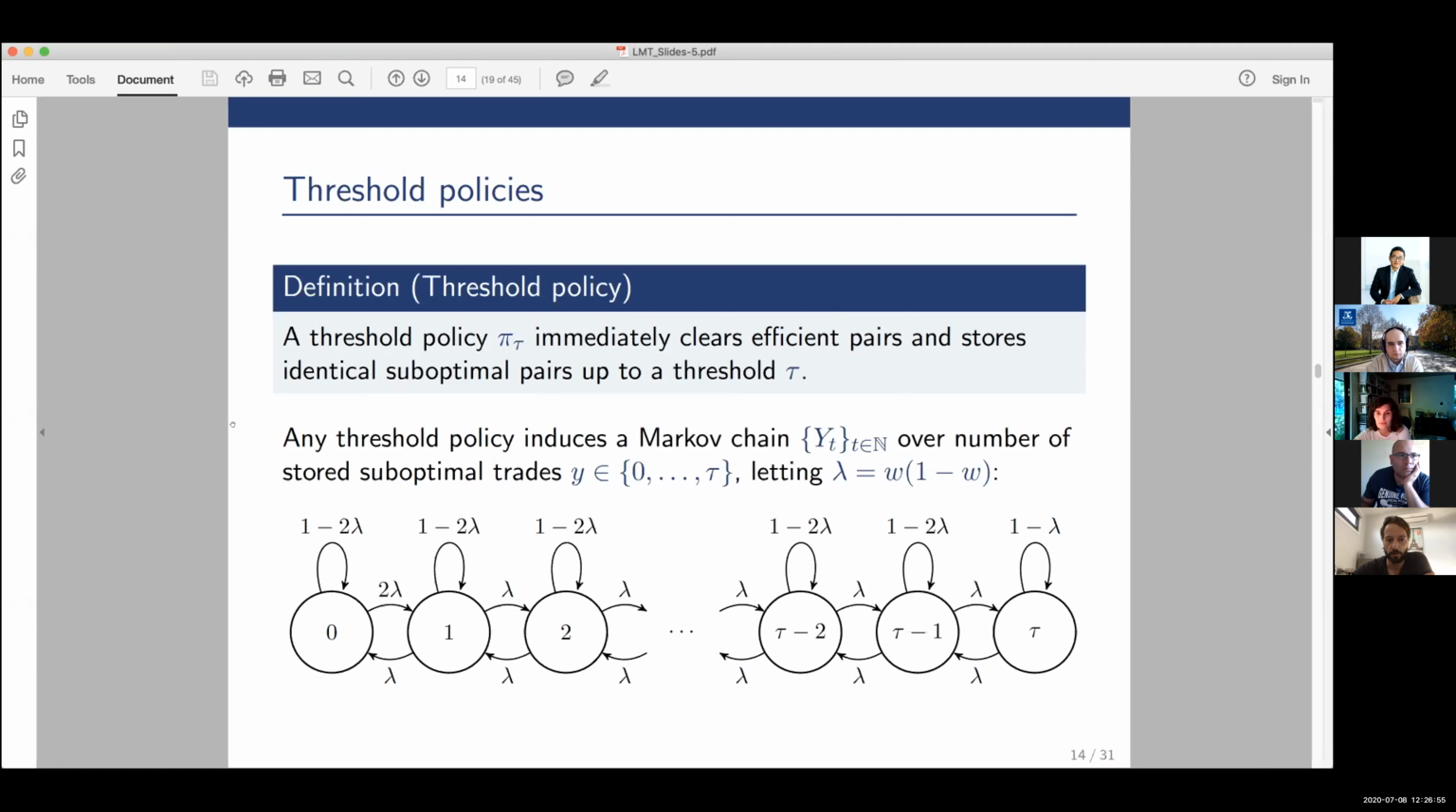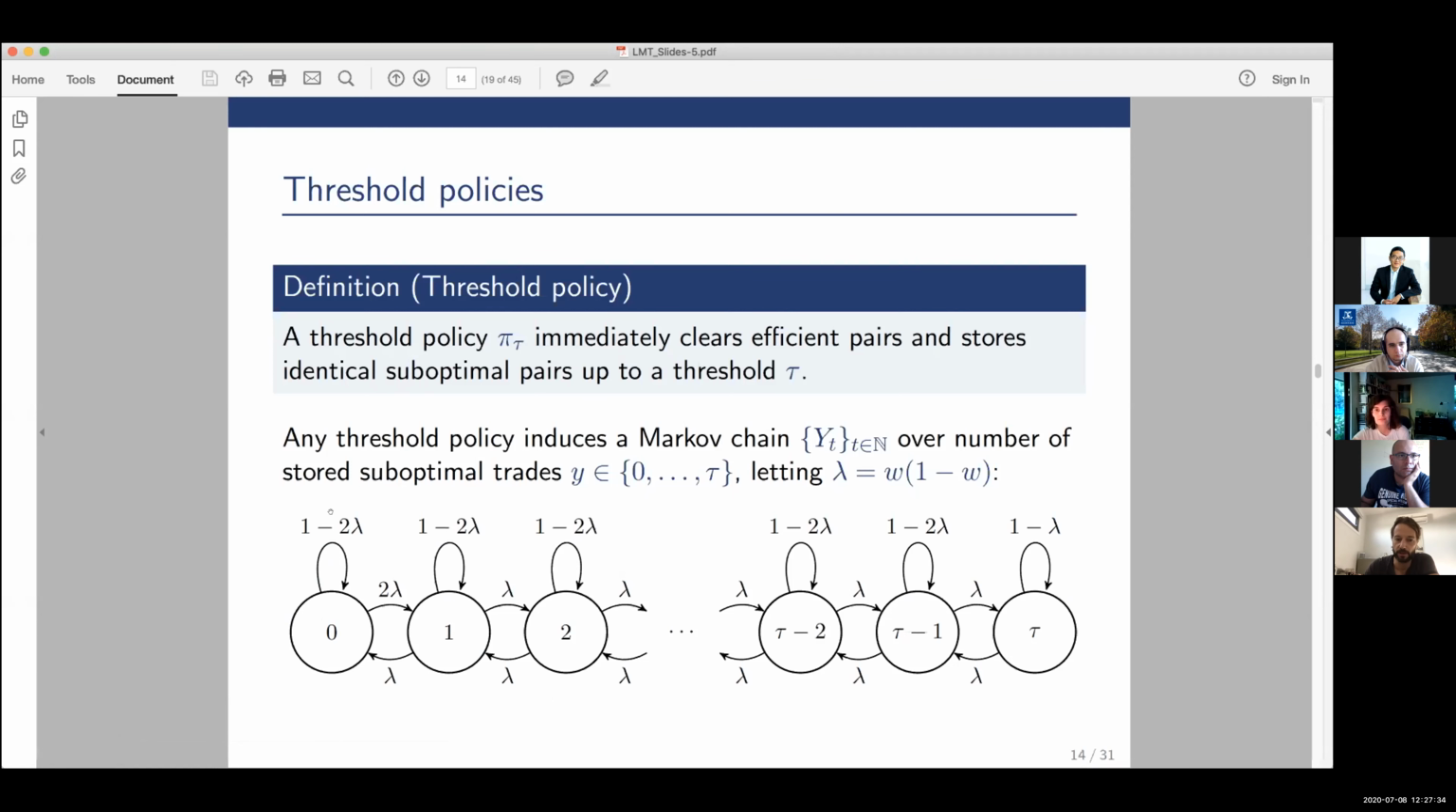And so what is true is that any threshold policy induces a Markov chain denoted by Y_t over the number of stored suboptimal trades, little y, that can go from 0 to tau if your threshold is tau. And so if we denote by lambda the mismatch probability, which is w times 1 minus w, then we can depict the Markov chain in this beautifully crafted graph here. So this is the empty, if you want to think about it as an order book, this is the empty order book.